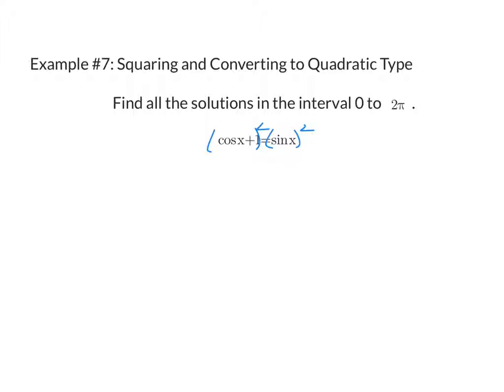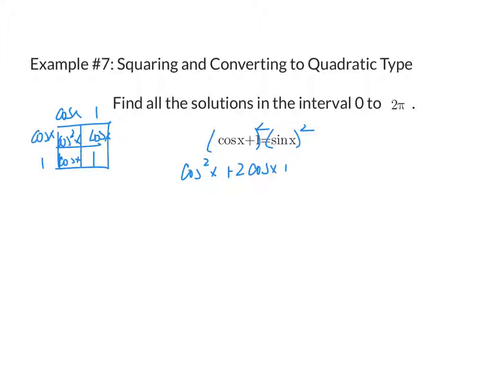Cosine x plus 1, you can do the box to figure that out. So it'd be cosine x and 1, cosine x and 1. That gives you cosine squared x, cosine x, cosine x, and then 1. So on the left-hand side, I have cosine squared x plus 2 cosine x plus 1. And on the right-hand side, I just have sine squared x.